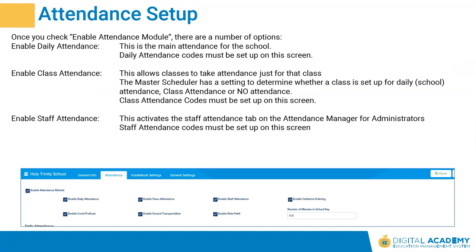Some of the options include enabling daily attendance. This is the main attendance for the school. Enabling class attendance will allow some classes to take attendance. Whether a class is set up for daily attendance or class attendance or no attendance is determined by settings on the master scheduler. Administrators can look to the master scheduler to change these options. Administrators can enable staff attendance from this screen. Daily attendance, class attendance, and staff attendance all require that attendance codes are set up before they can be used.